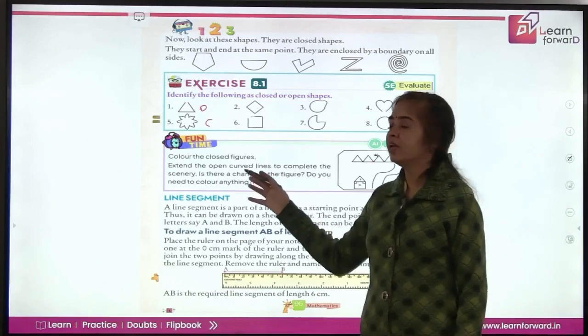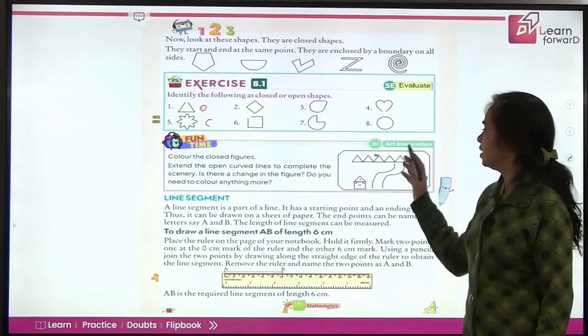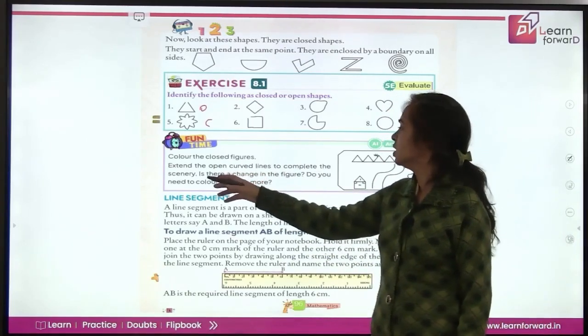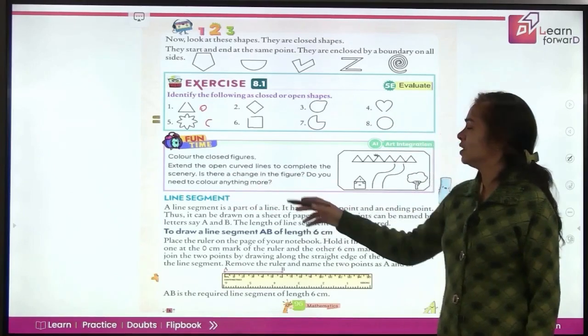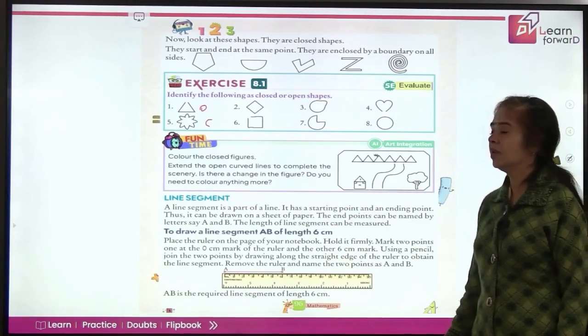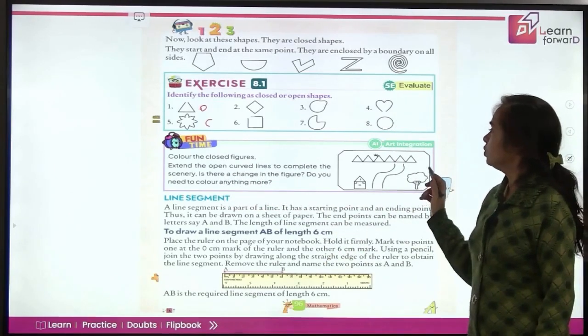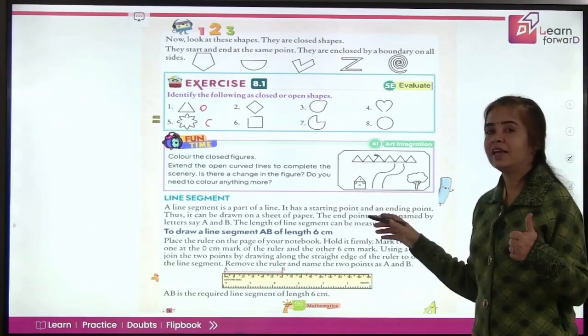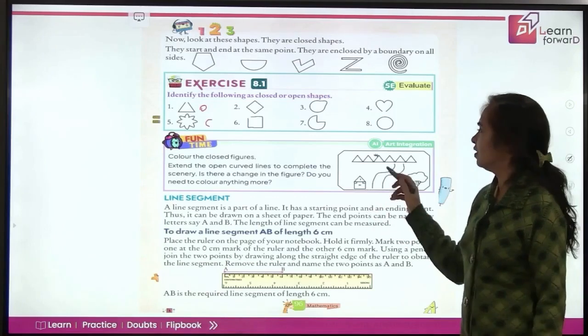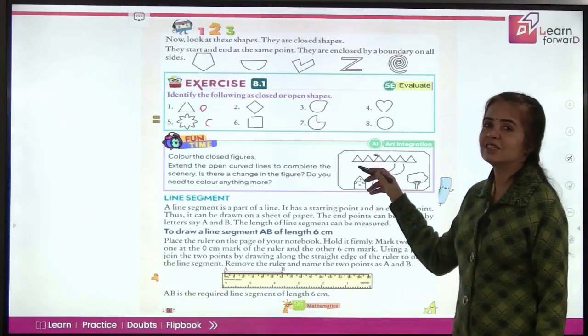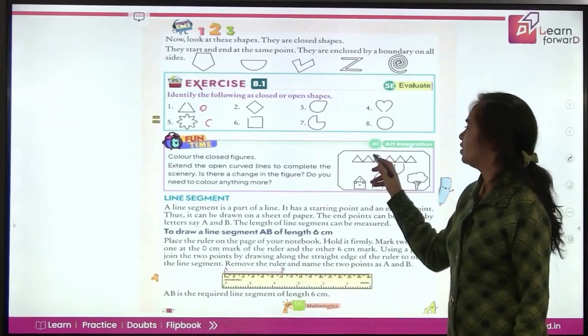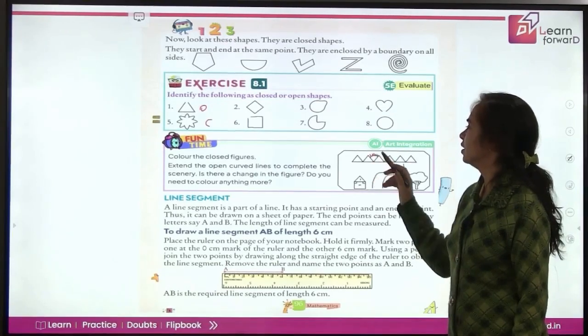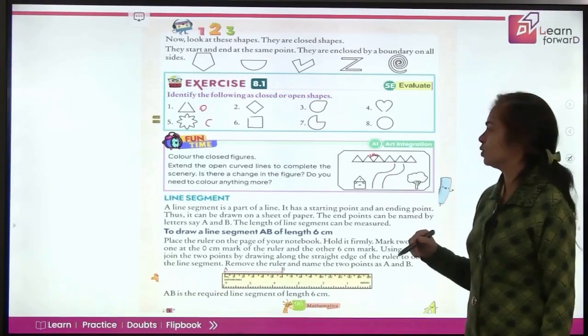Now it's fun time for you. Color the closed figures here. You have to color the closed figures to complete the scenery. Is there a change in the figure? Do you need to color anything more? If you see something that you can change and then color, do it yourself. Like, I can see the sun is not complete here. So I will close it and then color that also, right?